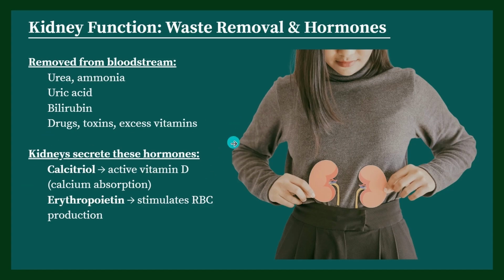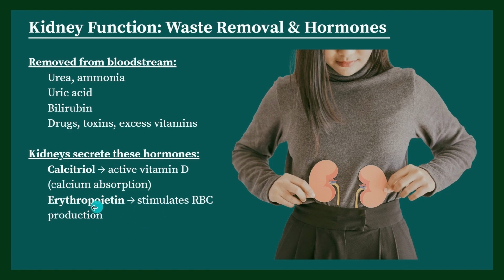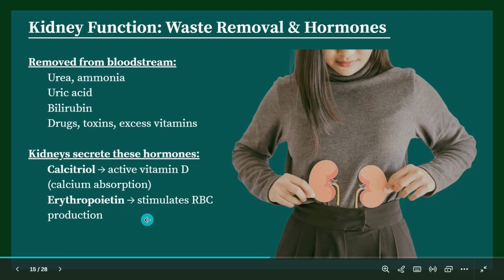And then finally, kidneys do secrete a couple of hormones. One is calcitriol, which is the active form of vitamin D. So it does secrete vitamin D. You would think vitamin D would not be a hormone because it's called a vitamin, but it actually is a hormone. And then erythropoietin, which triggers hematopoiesis. Erythro means red. Poietin has something to do with the production of cells. It stimulates red blood cell production.